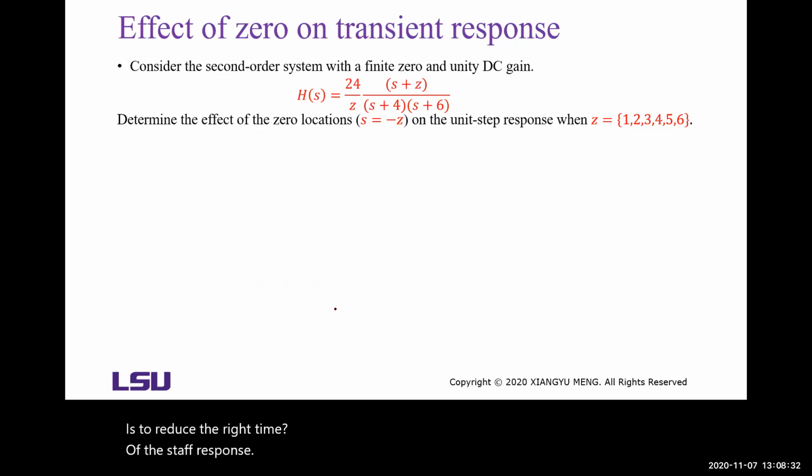Now let's see another example. We have a second order system with a zero at minus z. This transfer function has a unity DC gain. Now let's determine the effect of the zero location on the unit step response when z takes the values from 1, 2, until 6.